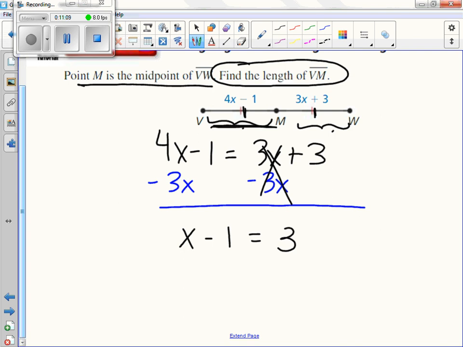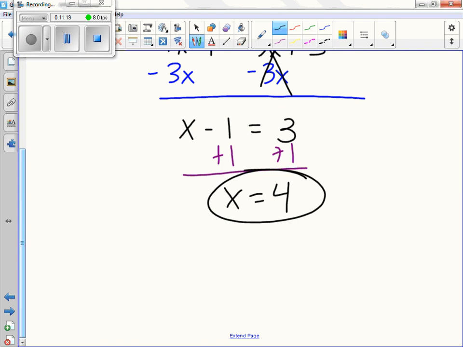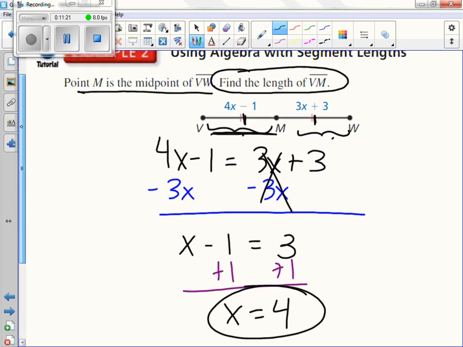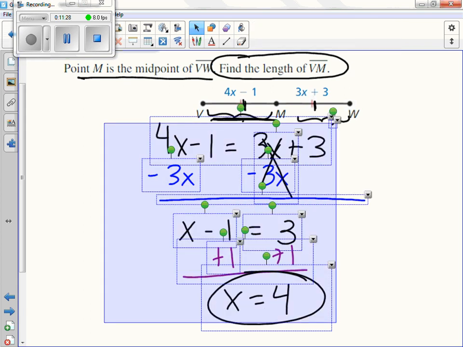Now we need to get it by itself. And the way that we can get it by itself is we are going to add 1 to both sides. And when I add 1 to both sides, I get x is equal to 4. Awesome. Now we found the value of x. So that was our first main step, defining the length of Vm, is we needed to find the value of x.